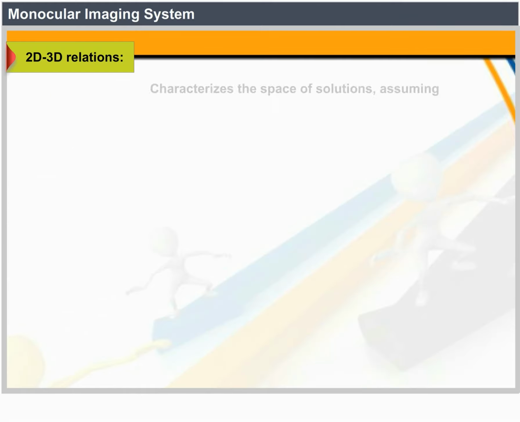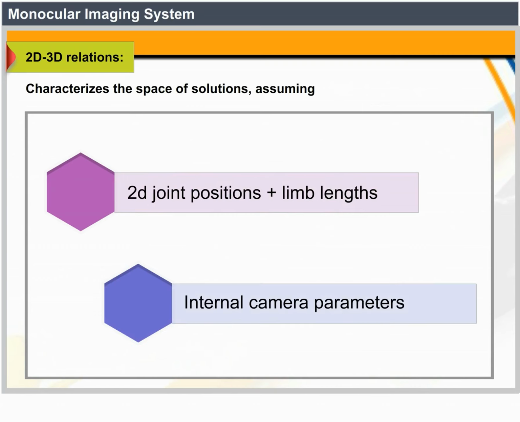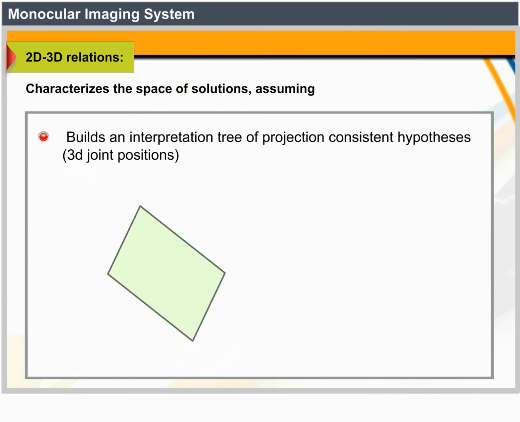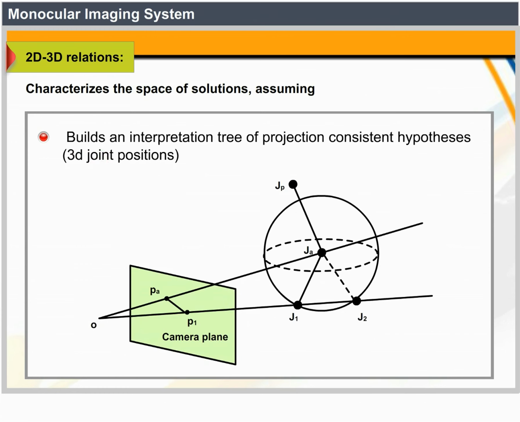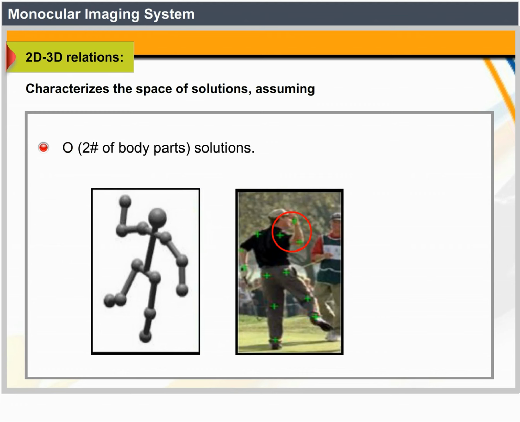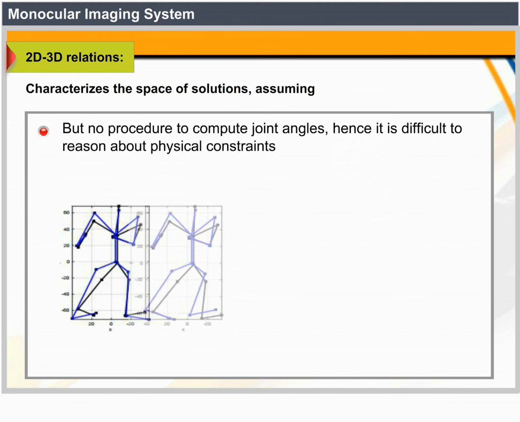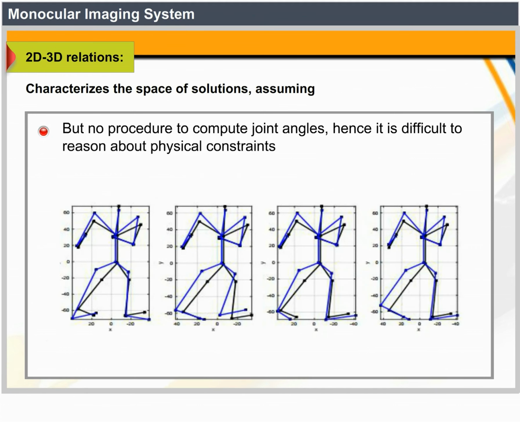This approach characterizes the space of solutions assuming 2D joint positions plus limb lengths and internal camera parameters. It builds an interpretation tree of projection-consistent hypotheses. 3D joint positions are obtained by forward-backward flips in depth. This gives 2 to the power of the number of body parts solutions. In principle, some can be pruned by physical reasoning, but there is no procedure to compute joint angles, hence it is difficult to reason about physical constraints.